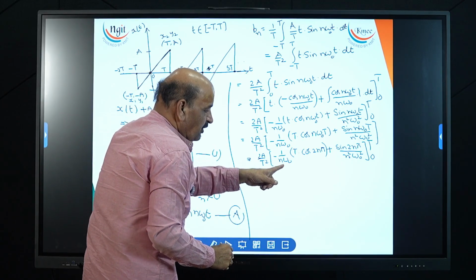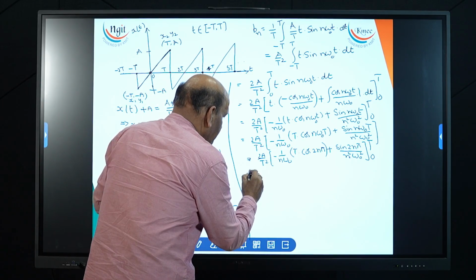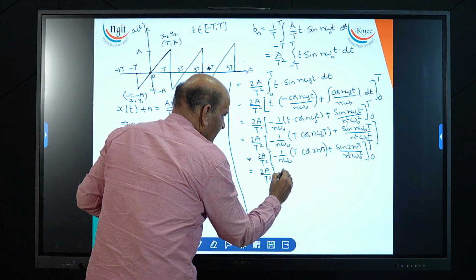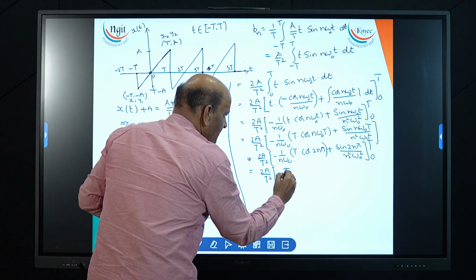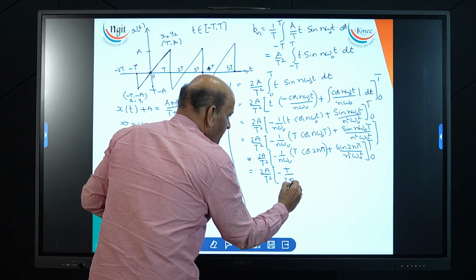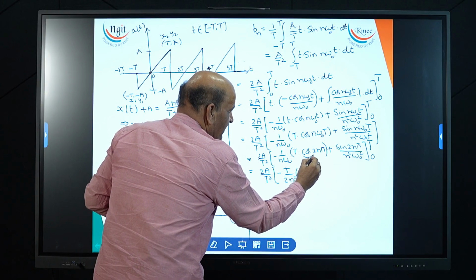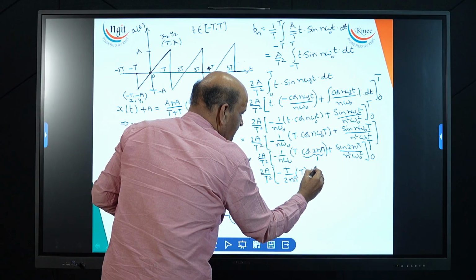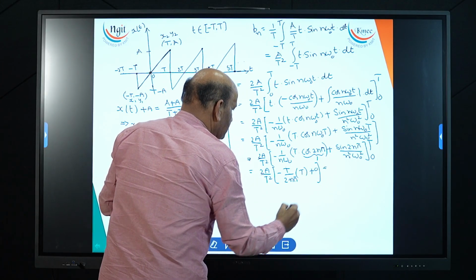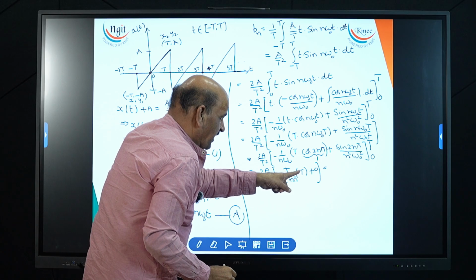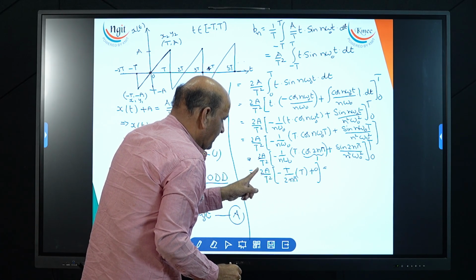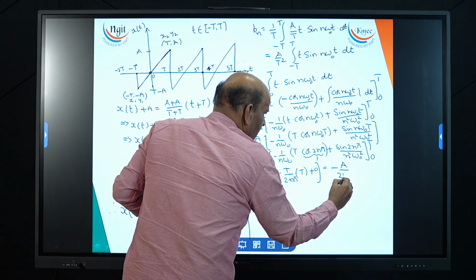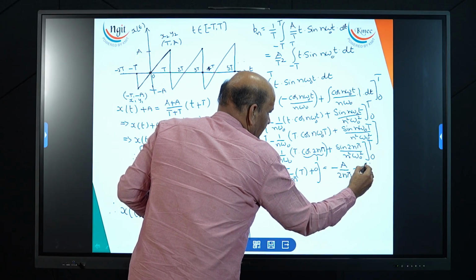Again omega naught equal to how much? 2 pi by T. So this will become 2a by T square into minus 2 pi by T. This will become T by 2n pi into cos 2n pi, value equal to 1. This becomes T plus sin 2n pi, which is 0. Now look at the T into T numerator, T square, this T square gets cancelled, 2 gets cancelled, and this will become minus a by 2n pi. This is the second equation.